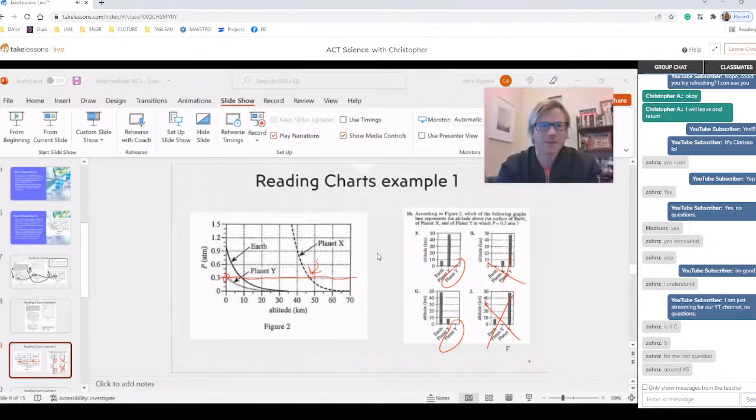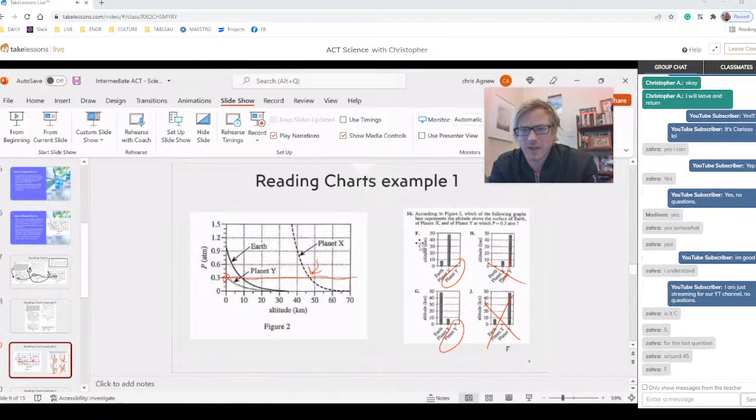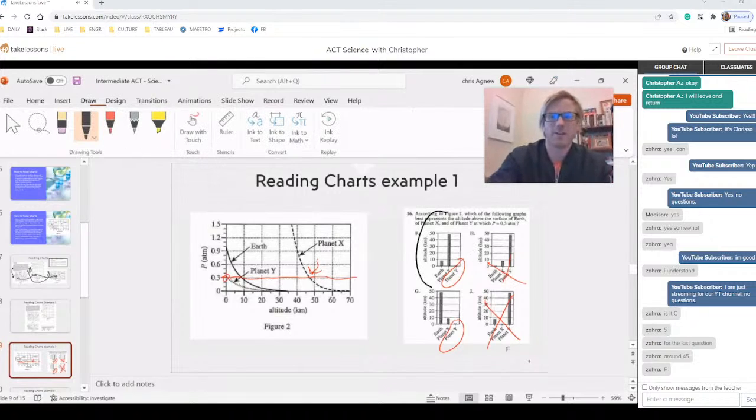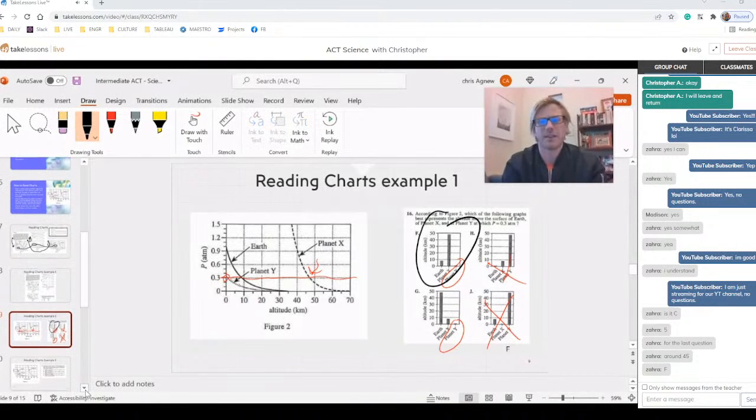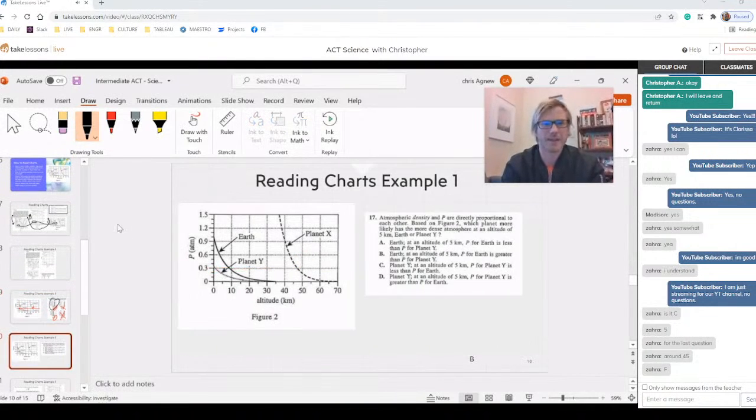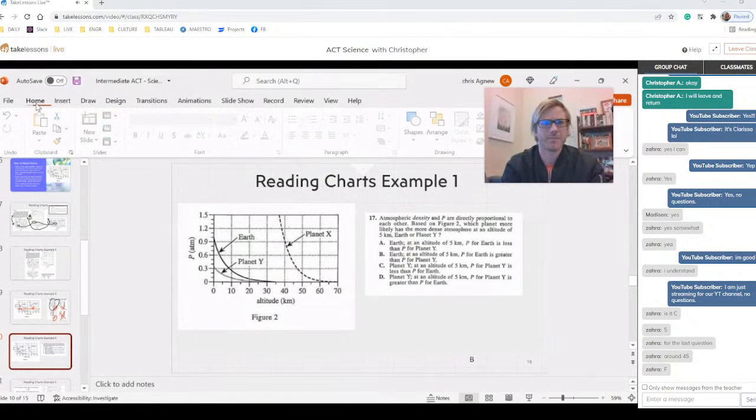Around 45, Zara says. What do you guys think? So, yeah, I agree, Zara. Looks around 45. So, does answer choice F or answer choice G seem to show around 45 for planet X? F. Nailed it. Yep, you're right. All right, good. So, yeah, basically follow the variables. That's the name of the game here.